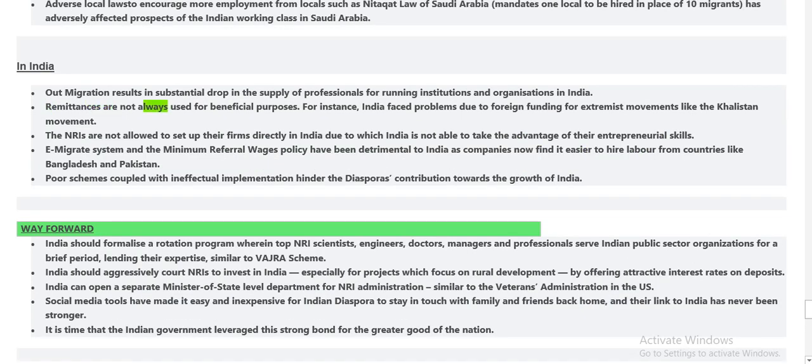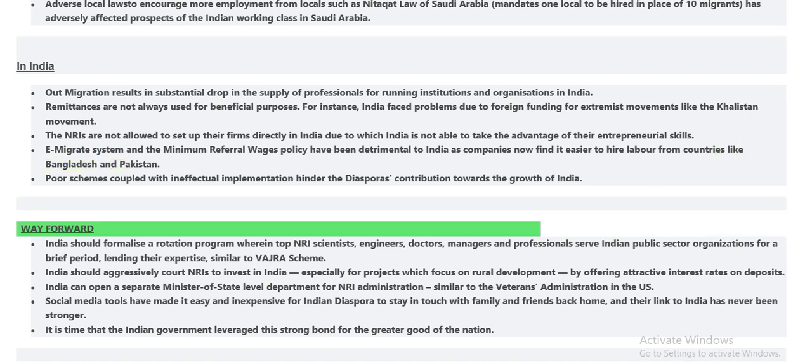In India, outmigration results in a substantial drop in the supply of professionals for running institutions and organizations in India. Remittances are not always used for beneficial purposes. For instance, India faced problems due to foreign funding for extremist movements like the Khalistan movement. The NRIs are not allowed to set up their firms directly in India, due to which India is not able to take advantage of their entrepreneurial skills.